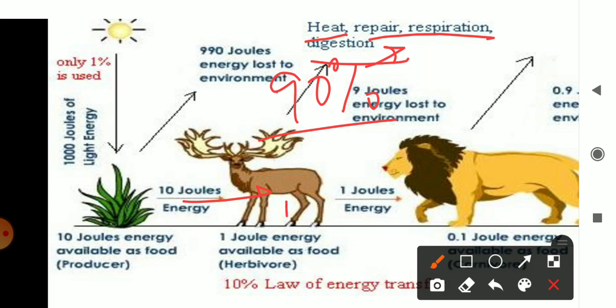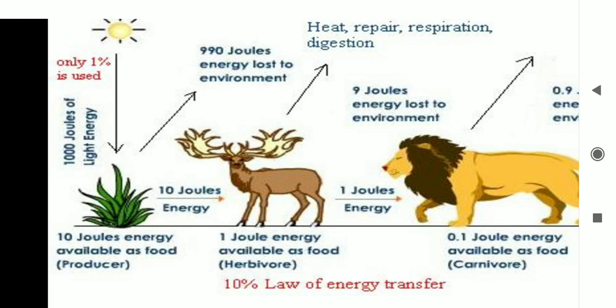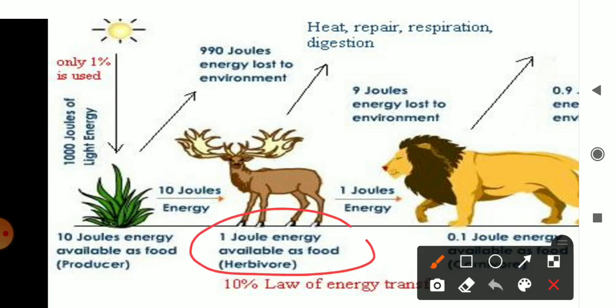And it's going to store only 10% of the total energy. So 10% of 10 joule is just 1 joule. Okay, so this is the energy that is available in the body of the herbivore for the next level, that is the carnivore. So this is what is passed to the next level.